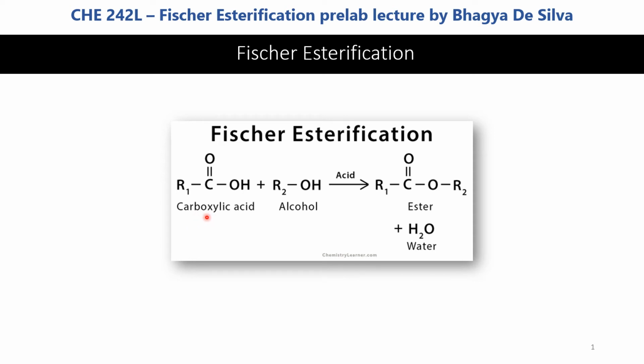Carboxylic acids can react with alcohols in order to form esters through a condensation reaction. We call it esterification. However, this reaction happens very slowly in the absence of an acid. So when we introduce an acid catalyst and follow this esterification reaction, we call it a Fischer esterification.